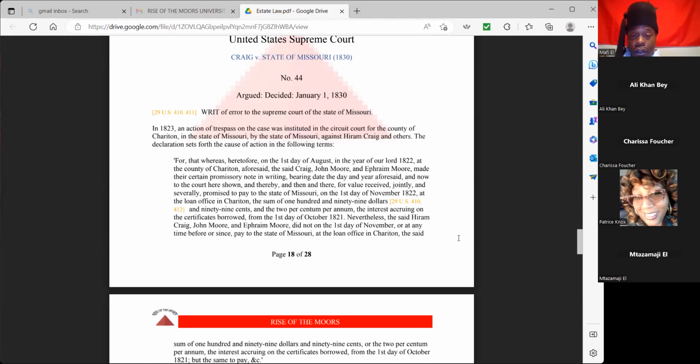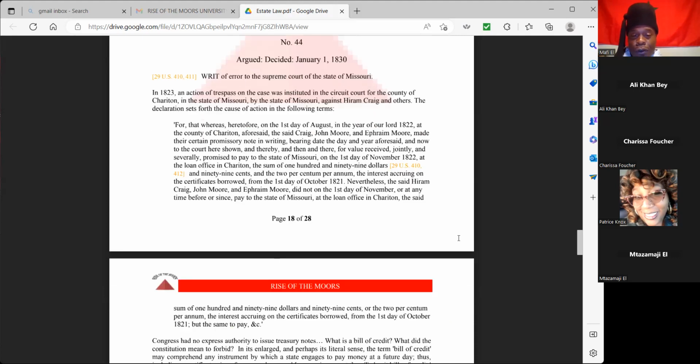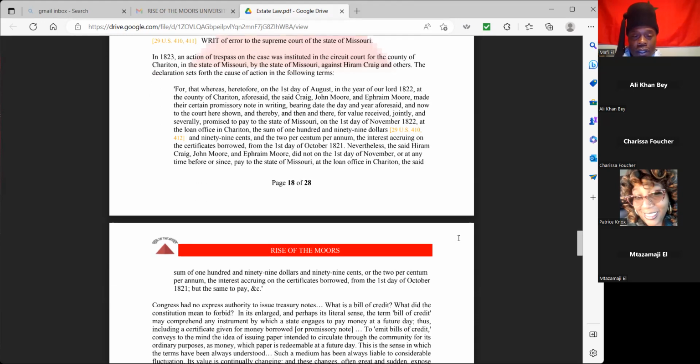$199.99, and the interest accruing on the certificates borrowed from the first day of October 1821. Nevertheless, the said Hiram Craig, John Moore, and Ephraim Moore did not on the first day of November or at any time before or since pay the state of Missouri at the loan office in Chariton the said sum of $199.99, or the 2% per annum interest accruing on the certificates borrowed from the first day of October 1821, but the same pay to, et cetera.